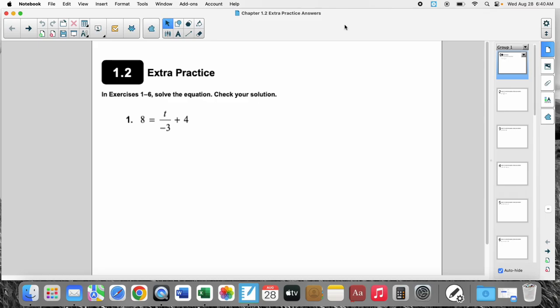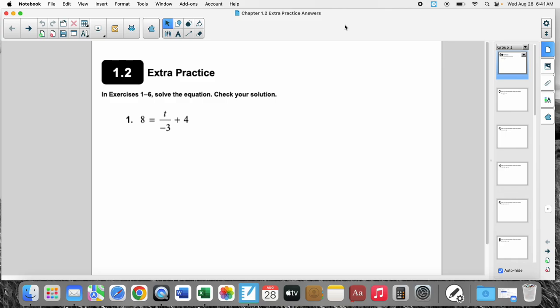Welcome to section 1-2, extra practice problems. The work that we're doing here is going to be multi-step or two-step and then build to multi-step. Solving for variables where multiple things are happening to the variable.